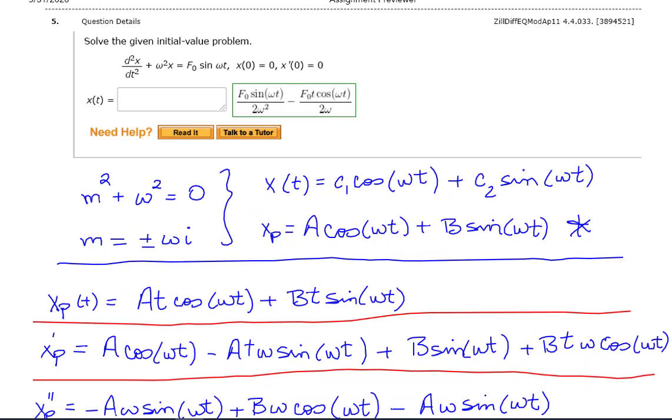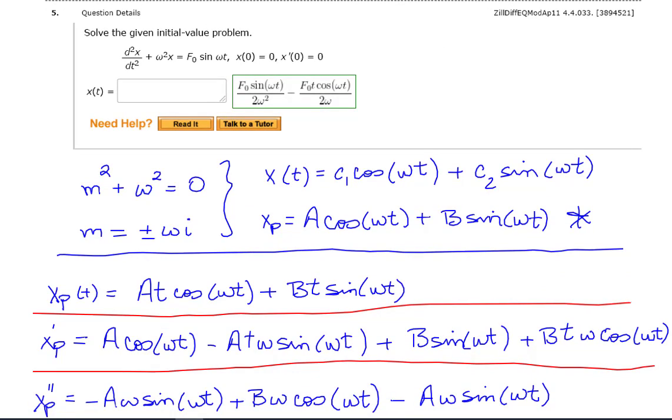Alright, and in our last problem we have something from physics and mechanics. Second order constant coefficient problem, driving function is sinusoidal on the right hand side. So I form my quadratic equation. I get m squared is minus omega squared, so m is plus or minus omega i. So my homogeneous solution, x_h of t, is c1 cosine omega t plus c2 sine omega t.